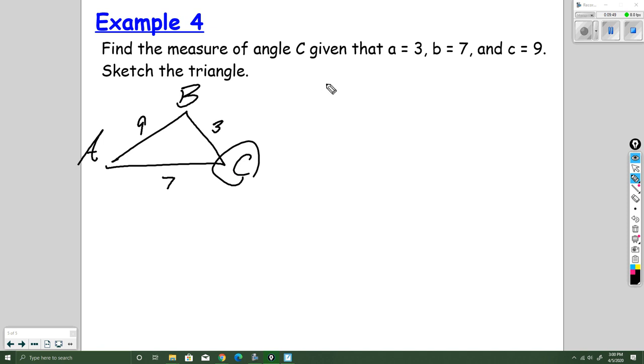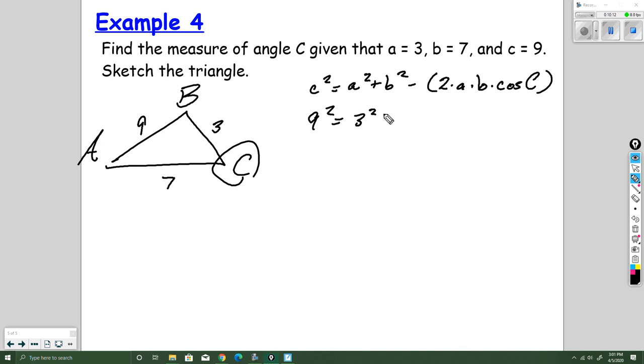So if we're looking for angle C, we're going to use the one that starts with C. So side C squared equals A squared plus B squared minus 2 times A times B times cosine of angle C. Now let's plug in what we know. Side C is 9, side A is 3, side B is 7. Do the same thing over here. We're looking for angle C. So once again, we've got to isolate cosine of C.